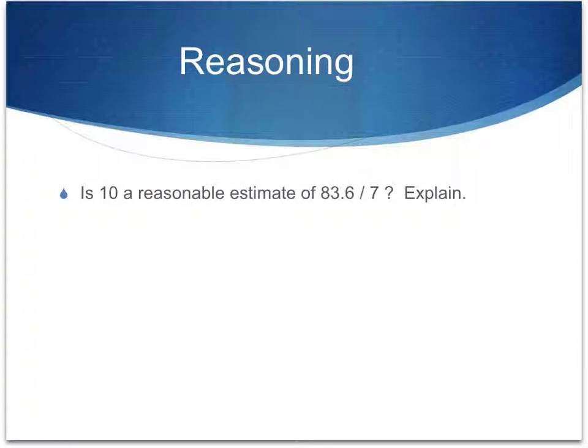The final question we have is dealing with reasoning, and the question stated on this slide is: is 10 a reasonable estimate for 83.6 divided by 7? So thinking back, one thing you should notice right away, we have 7 here. It's a whole number, and so I should be thinking about all my 7's facts, 7 times 1 all the way through at least 7 times 12. When you think about all those facts, one fact that comes to mind is I know that 7 times 12 is equal to 84.